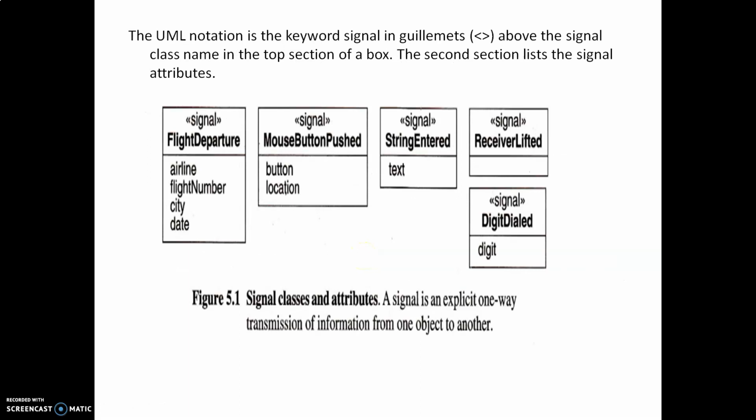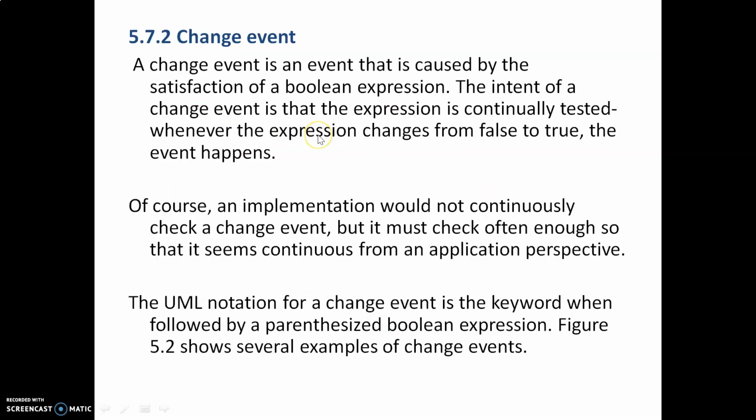Now what is the UML notation to represent a signal event, right? You have a keyword signal in guillemets, right? So these are called guillemets, above the signal class name in the top section of the box. So you can see this is termed as signal. So this is your class, and these happen to be the attributes, and on top you have said that this is a signal class. So you can see flight departure has all these attributes and it's a signal class, right? Similarly, digit dialed, receiver lifted, string entered, mouse button pushed, right? So remember, UML for signal event is writing the word signal in guillemets above the class name.